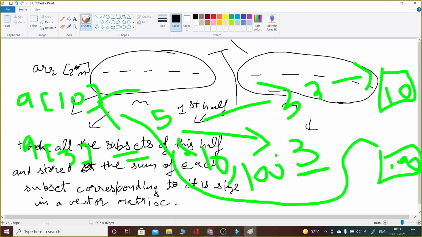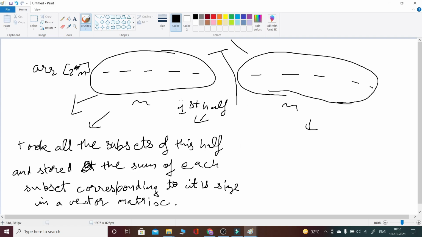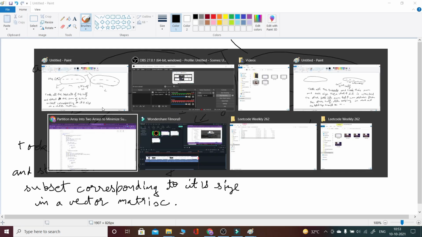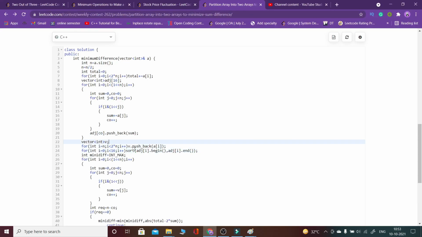I hope it is clear how I have pre-calculated certain things for the first half. I took all the possible subsets and their sums, and I put each sum into the vector matrix corresponding to the size of that subset. I can show the code for this, it would be more clear. So this is the code for that region.